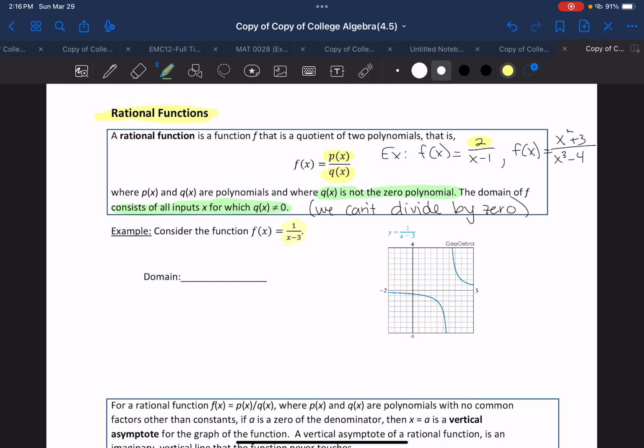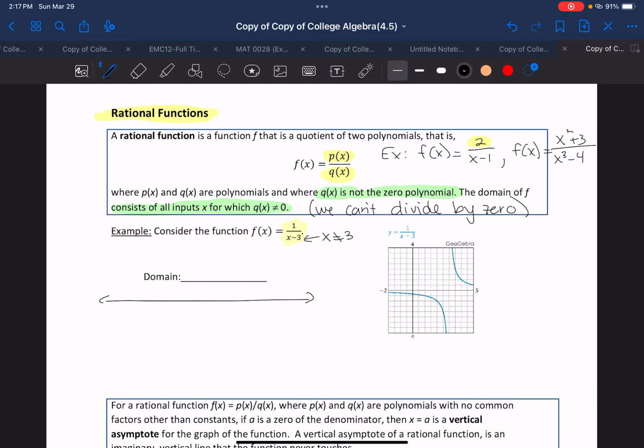f of x equals 1 over x minus 3. So I do have the picture of this graph over here, but we're going to talk about what the domain is. So if we look at this function, the denominator is x minus 3, and the value of x that will make x minus 3 equal to 0 would be 3. So therefore, x cannot equal 3 because that would make that denominator equal to 0. 3 minus 3 is 0. So therefore, it can equal any other number except for 3.